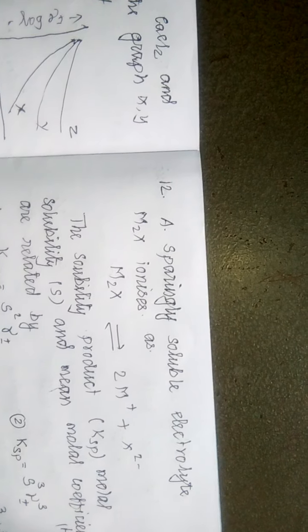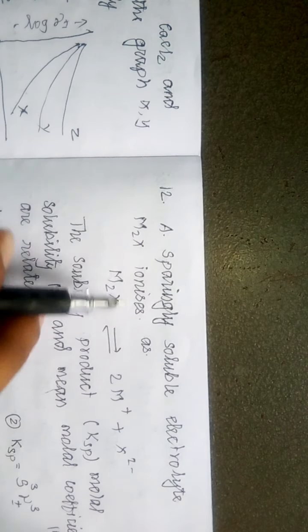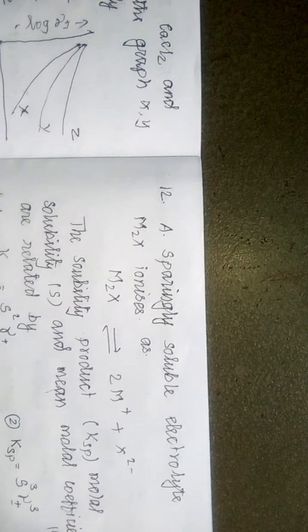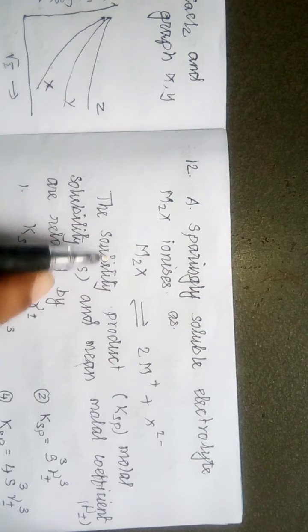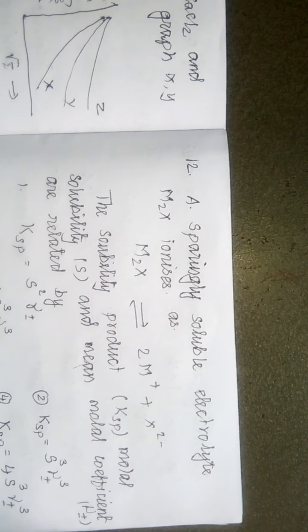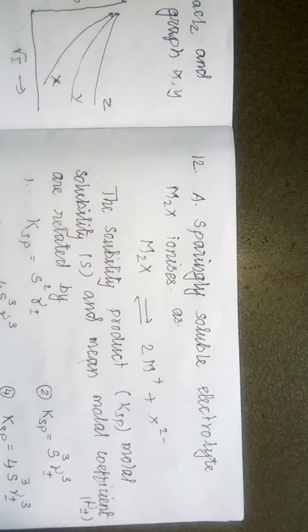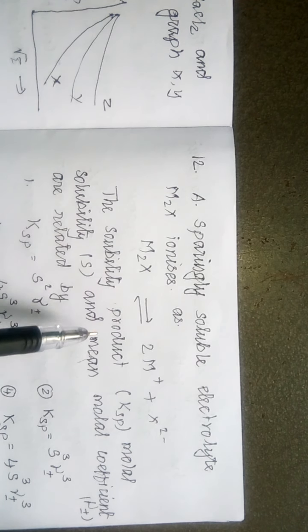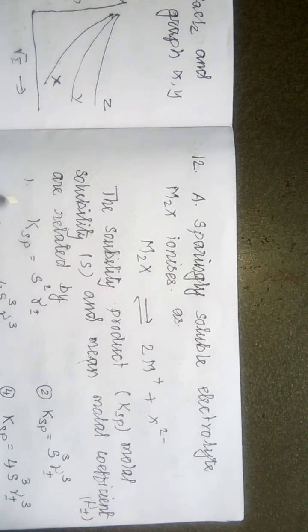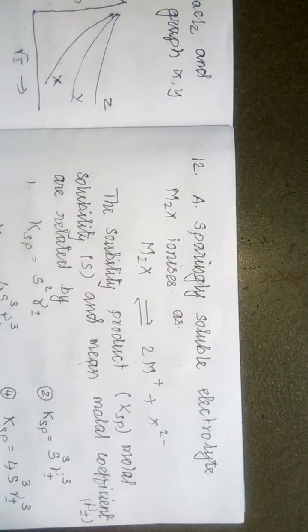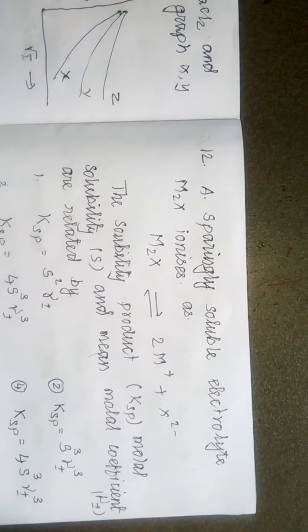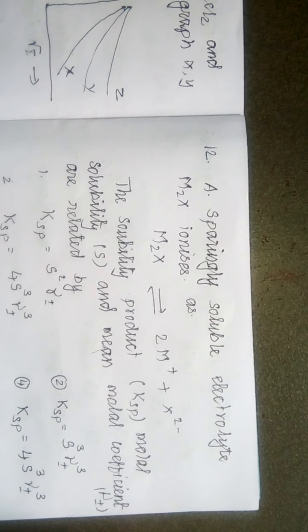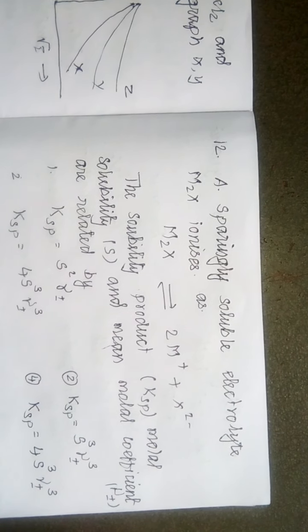The sparingly soluble electrolyte M2X ionizes as M2X giving 2M plus and X2 minus. It is sparingly soluble as ions. Questions like this on the solubility product, the molar solubility and the mean molar coefficients will also be asked. They were asked in previous PG questions, PG syllabus. I have taken this directly from the book.